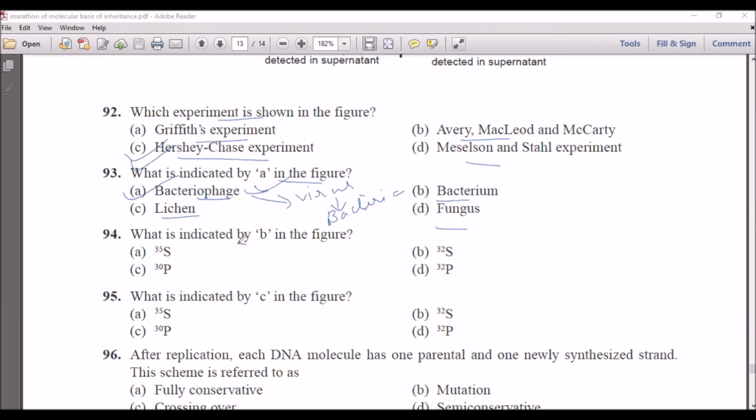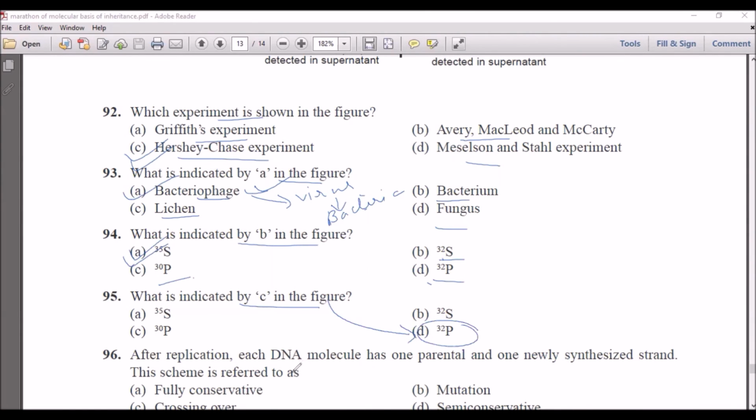What is indicated by B in the figure? Phosphorus 35, phosphorus 32, P30 and P32. Sulfur 35, sulfur 32, phosphorus 30 and phosphorus 32. So B indicates the sulfur 35. What is indicated by C in the figure? C represents the phosphorus 32.